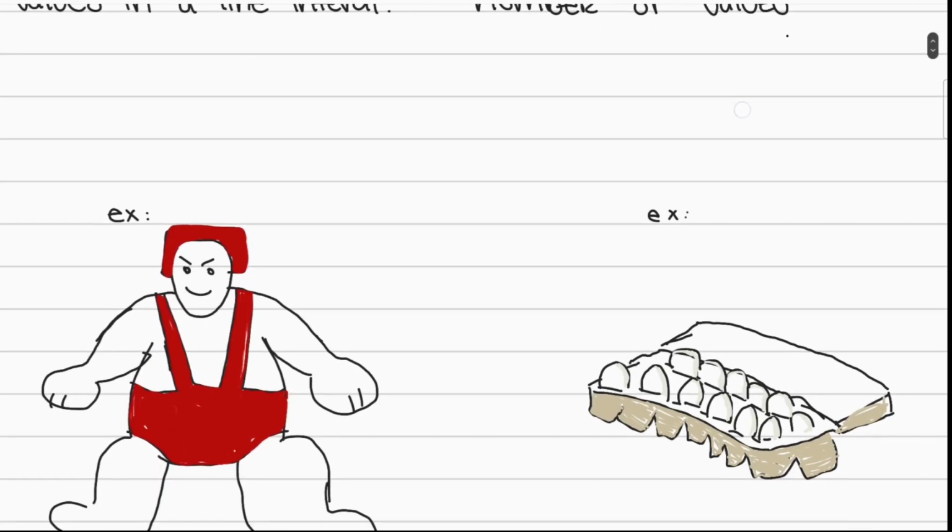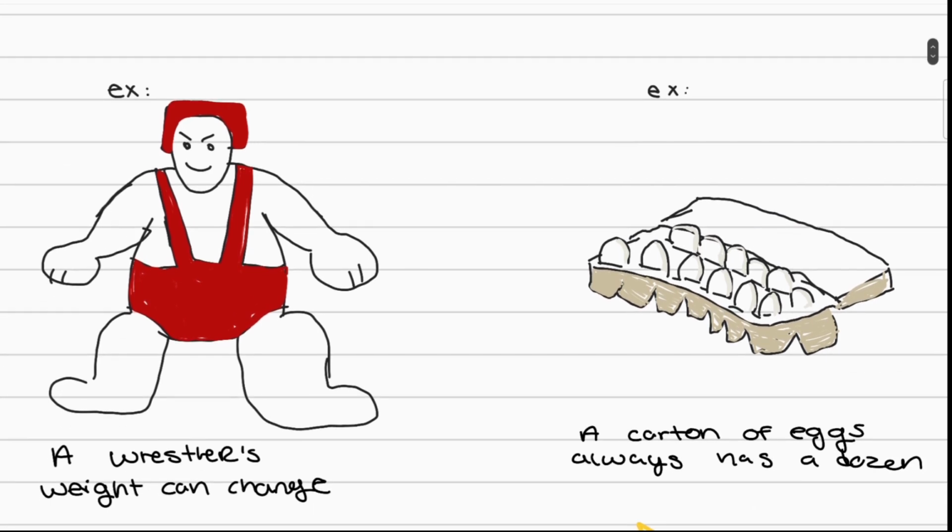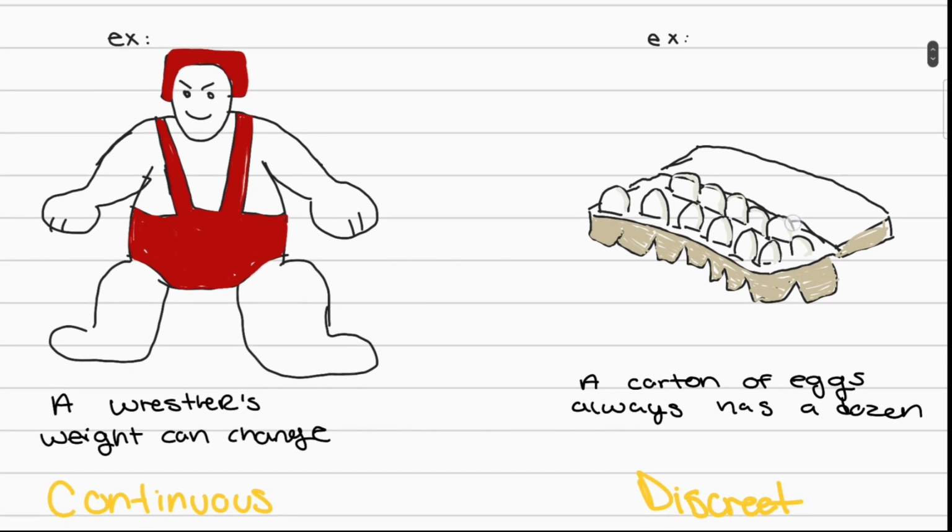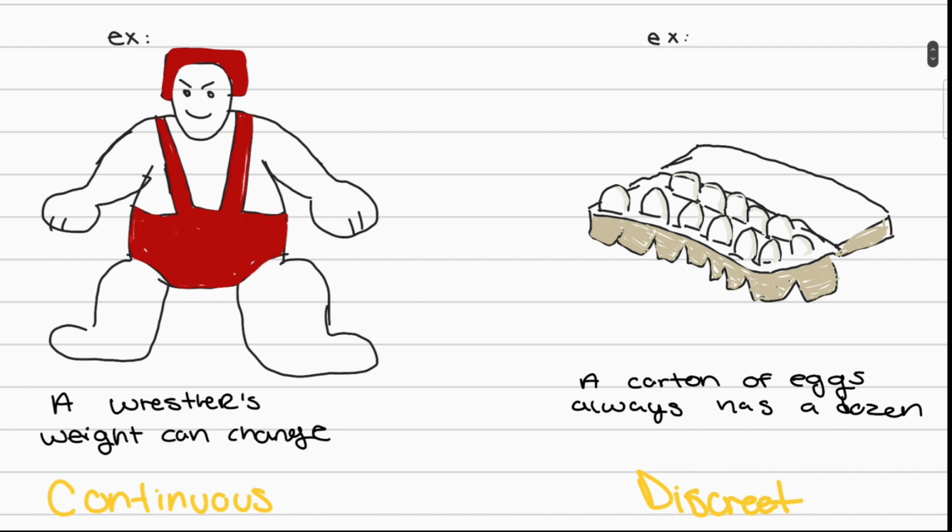I provided an example, so I'm going to let you take a moment to guess which is continuous and which is discrete. So the continuous variable would be the wrestler's weight, since weight can easily change and therefore it isn't as finite as, let's say, a carton of eggs that always has a dozen eggs, and this number is unmovable.